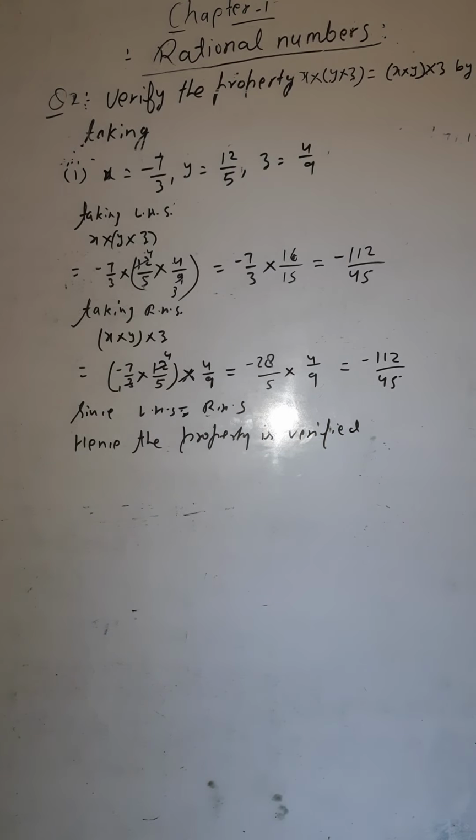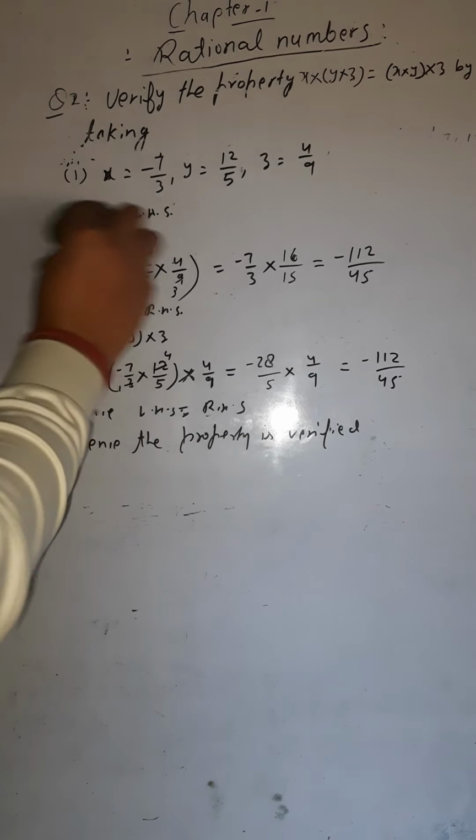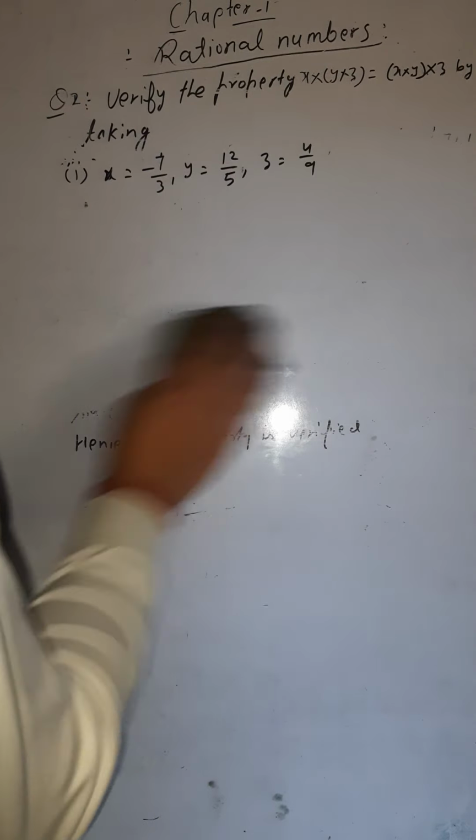In the previous question also, question number 1, which we have discussed, at the last there also you would write like this: since LHS is equal to RHS, hence the property is verified. Now again I am giving some more questions related to this, which you would solve on your own.